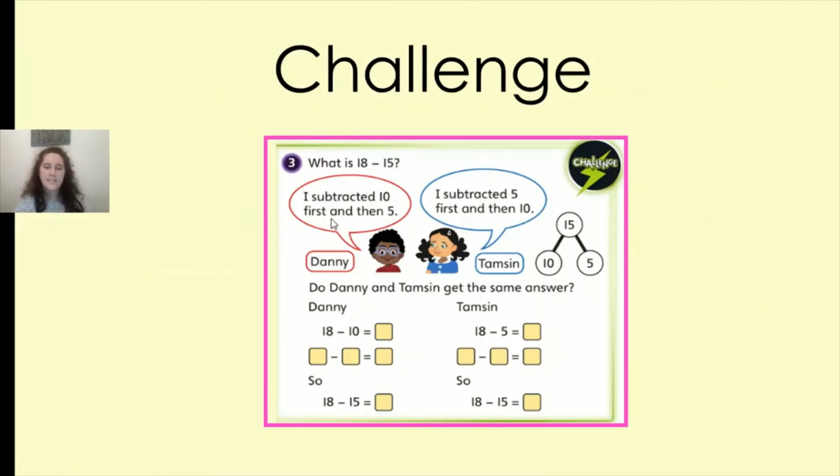Your challenge for today is to find out what is 18 take away 15. You need to see if Danny and Tasmin get the same answer and if they're both correct. Danny has subtracted 10 and then he took away 5. Tasmin did it a bit differently. She subtracted 5 first and then took away 10. Have a go if you could do that using the objects in your house and see if you get the same answer both times or if you get a different answer.